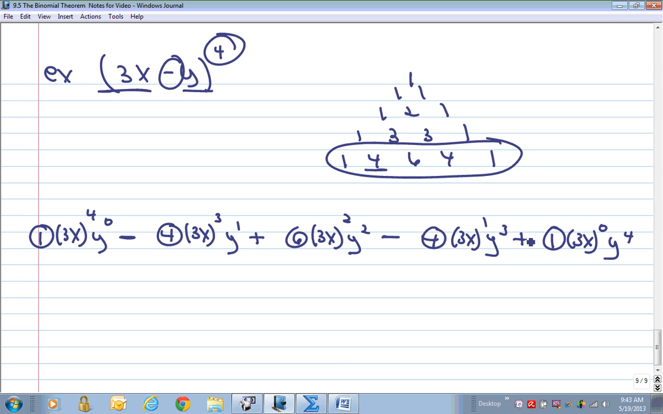That's not too bad. Now it really does become just nitty-gritty cleanup time. So we have a 1. Be careful. We have 3 to the 4th power. 3 to the 4th power is 81x to the 4th. And then y to the 0 power is just 1. So we have, I'm going to go ahead and do these terms as I go. So we have 1 times 1 is 1 times 81. So we have 81x to the 4th.